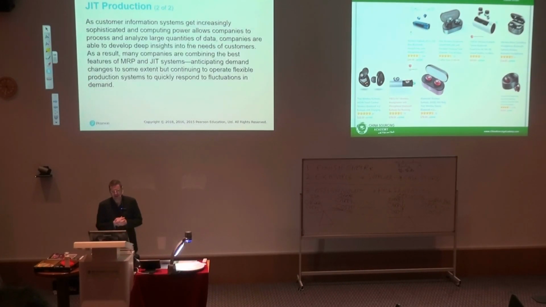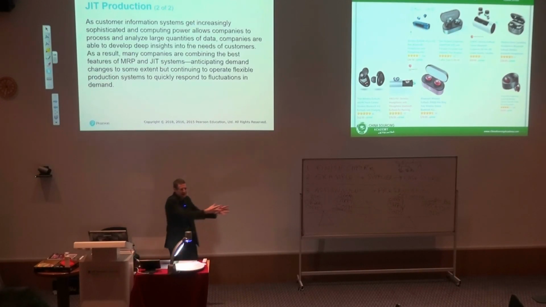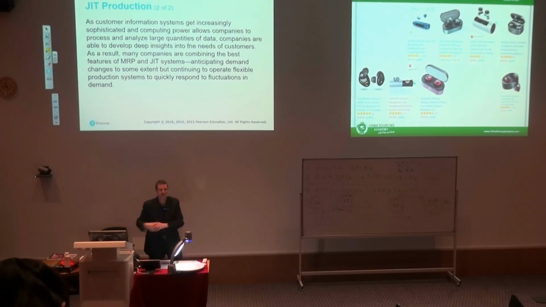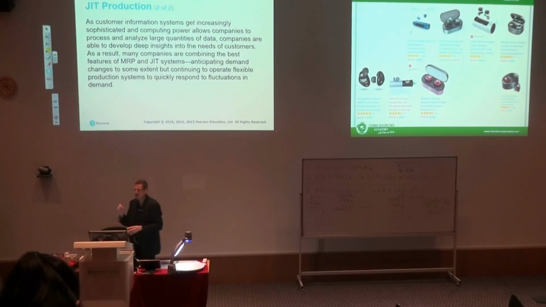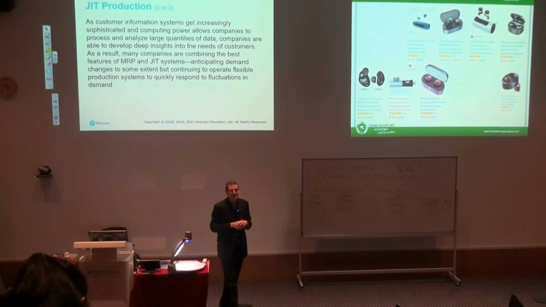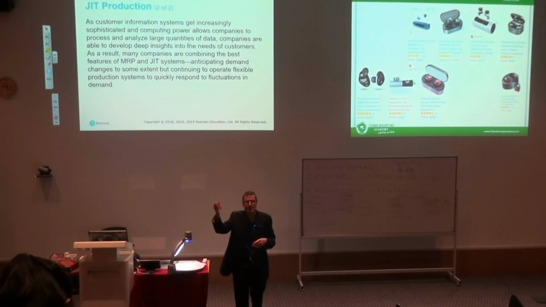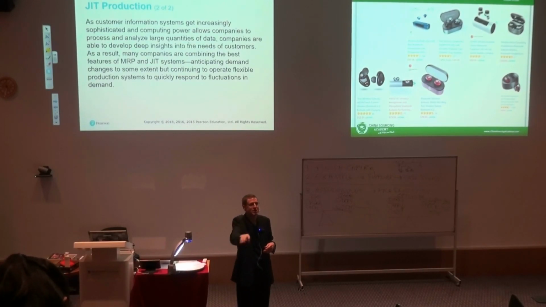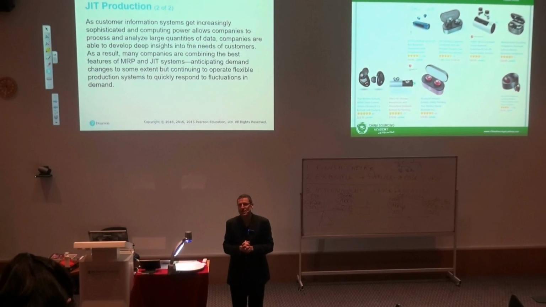Okay, and so the big thing about just-in-time production is that you need to have very, very good customer information systems. Why? Because it's the customer that's pulling the product through the system. You need to have very good customer information systems. All right? Because you're only making something when a customer has actually said, I want to buy this colour, this function, and then you start to make it. That's it.